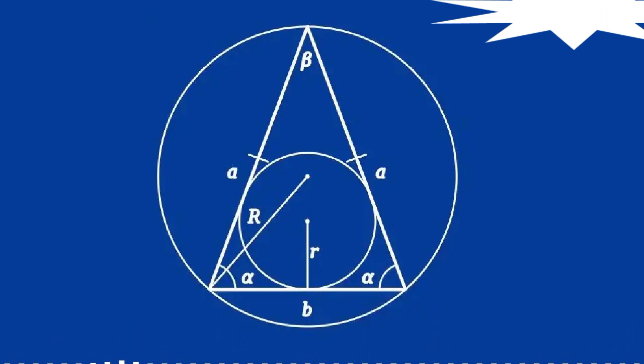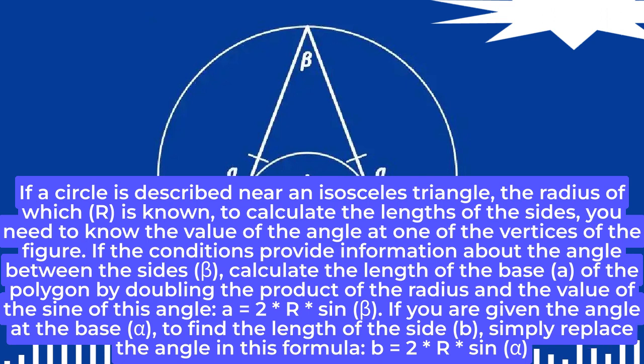Step 5. If a circle is described near an isosceles triangle, the radius of which, r, is known, to calculate the lengths of the sides, you need to know the value of the angle at one of the vertices of the figure. If the conditions provide information about the angle between the sides, beta, calculate the length of the base, A, of the polygon by doubling the product of the radius and the value of the sine of this angle: A equals 2*r*sin beta.